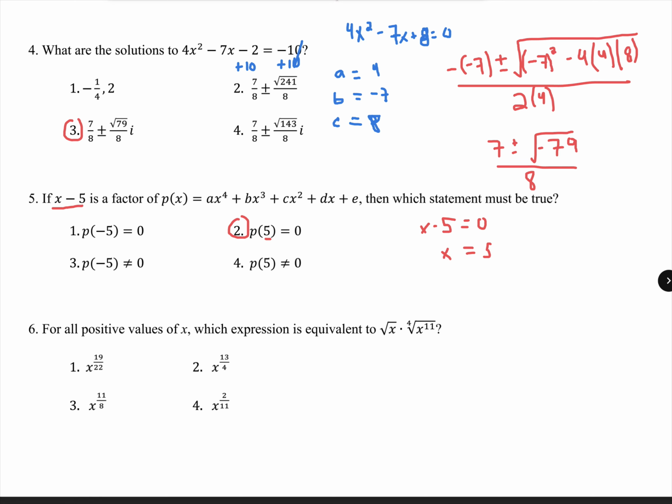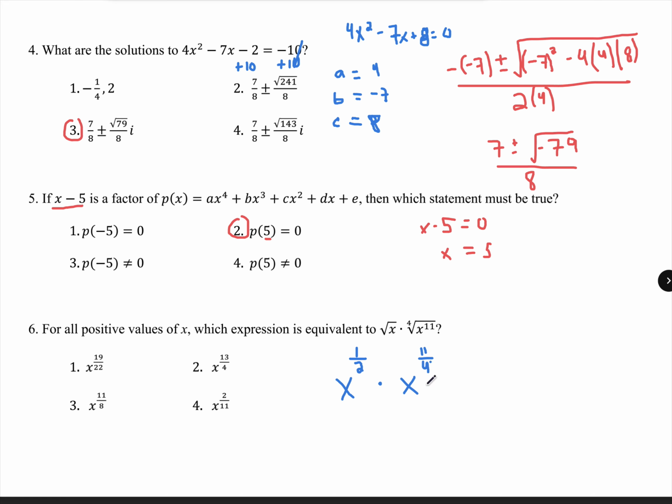Cool. Number 6, this should hopefully be a gimme if you have something like this. For all positive values of x, which expression is equivalent to the square root of x times the 4th root of x to the power of 11? Fractional exponents. I know here's square root of x, so I'm going to rewrite it as a fraction. Square root of x has a power of 1 and a root of 2. Power always goes on the top, root goes on the bottom. So if I'm turning this one into a fraction, what's my power? My power is 11. My root is 4.